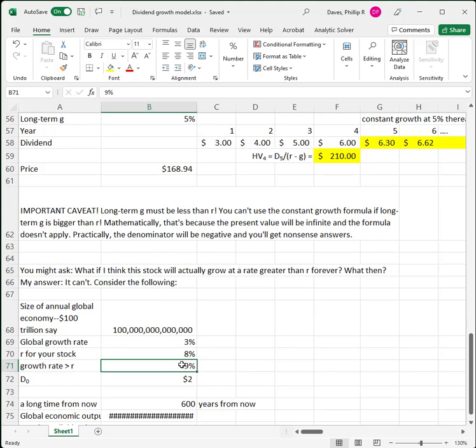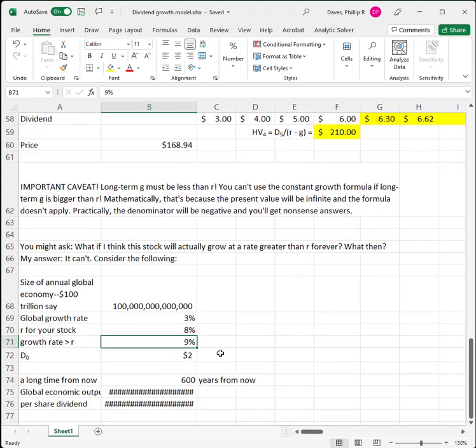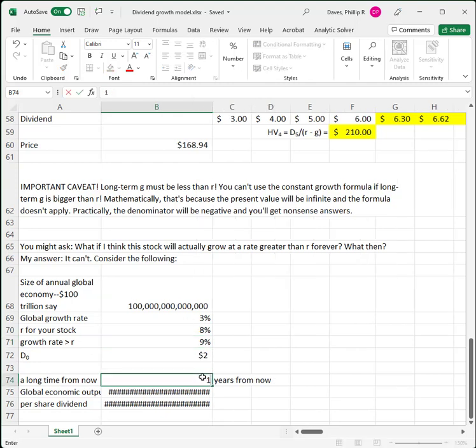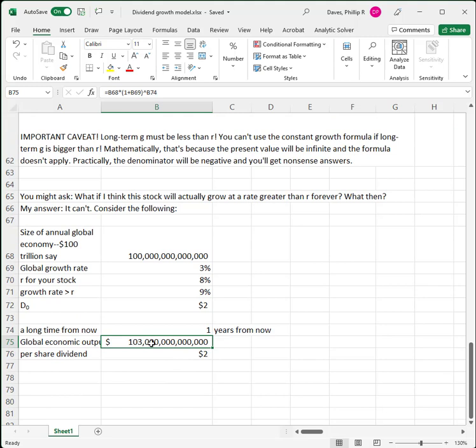Well, what does it mean for there to be a really big growth rate in a stock and have that happen forever? Remember, when we're talking about a constant growth rate, we're talking about that growth rate happening forever and ever and ever. Well, in this case, if we allow just this one company's dividends to grow at 9% forever, when the global economy is huge and it's growing at 3% forever, what happens? Well, a year from now we've got $103 trillion as the global economy, and we have $2 per share dividend. All right, big deal.